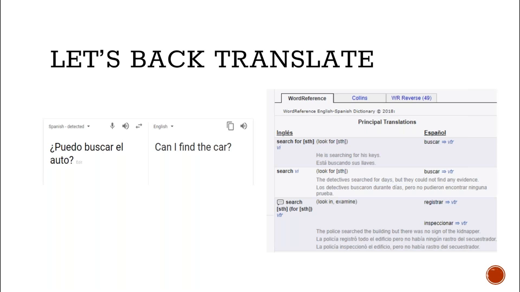But what kills me about this whole thing is that when you back translate, it gets even worse because it says, can I find the car? Which is, I mean, that's completely wrong. So, yeah, I don't know what Google was thinking on that one.